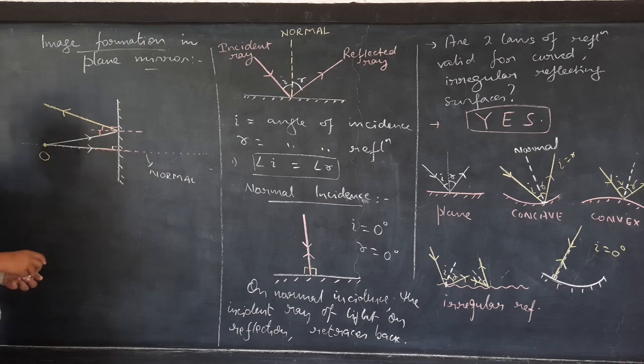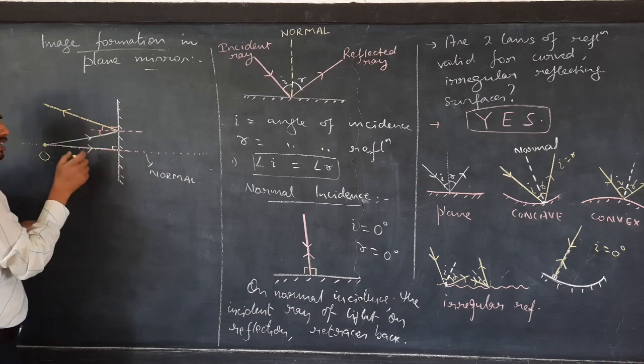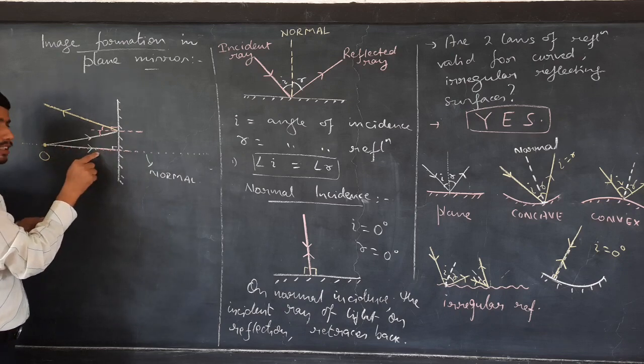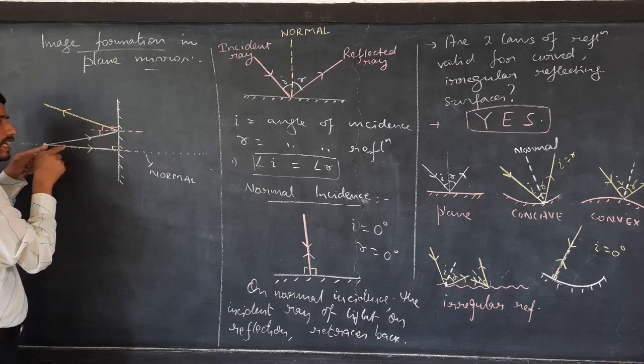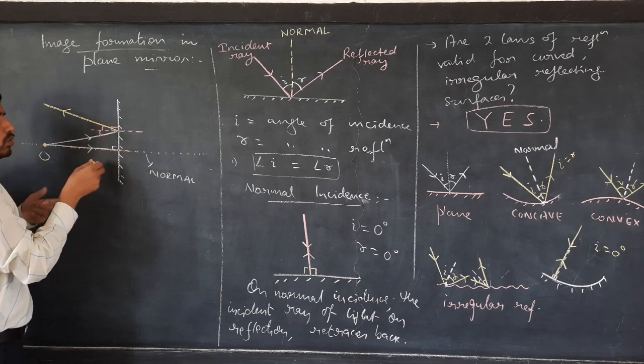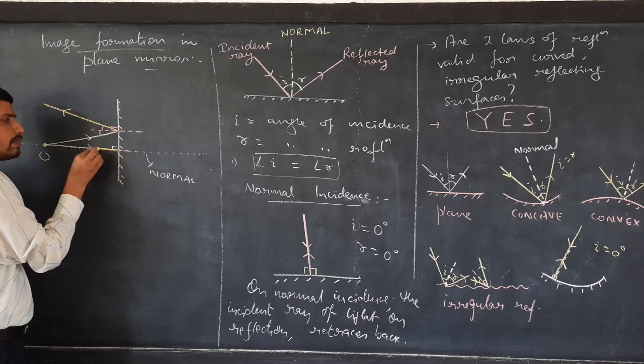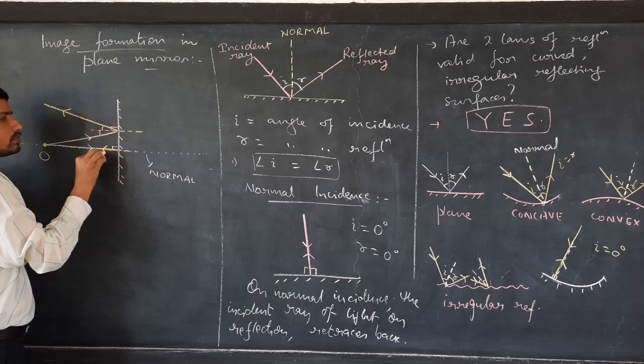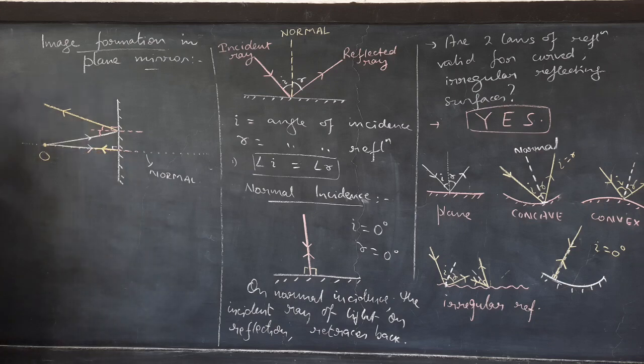Here, this is the incident light. And what about the reflected? Is this normal incidence? Yes, because the incident ray of light is exactly along the normal. So after bouncing off, it will retrace its path back like so. So this is incident, this is reflected. This is incident, this is reflected.